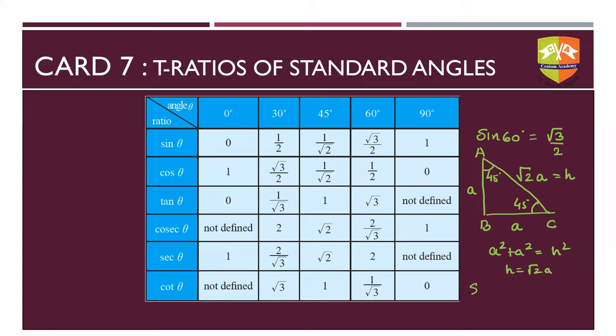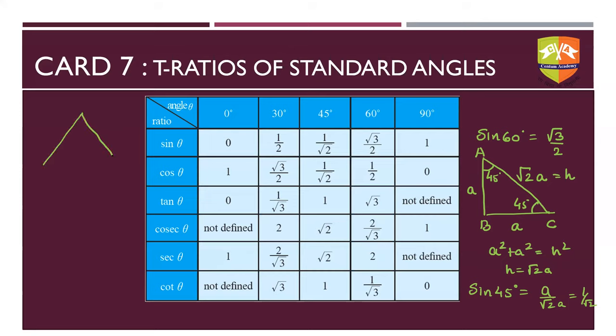So what will be sine of 45 degrees? Sine of 45 is opposite by hypotenuse, so A upon root 2A is 1 upon root 2. Clear? Likewise, you can find all the other six ratios. Any problem? Now, what about the 60 degree part?